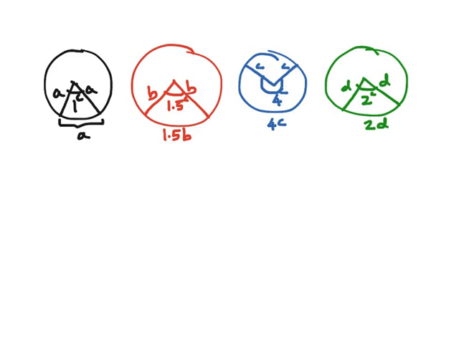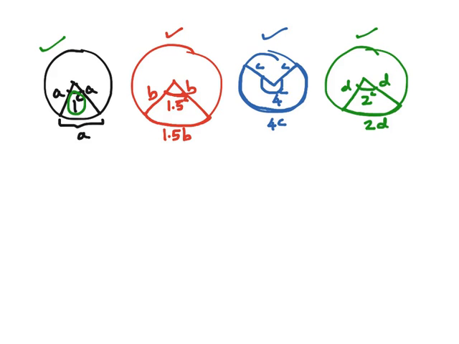The first one: the length of the radius is a units, and the arc whose length is a subtends 1 radian at the center. In the second circle, the arc length is 1.5 times the radius, so the central angle is 1.5 radians. In the third diagram, the major arc length is 4 times the radius, so the central angle is 4 radians. In the fourth circle, the minor arc length is twice the radius, so the central angle is 2 radians.